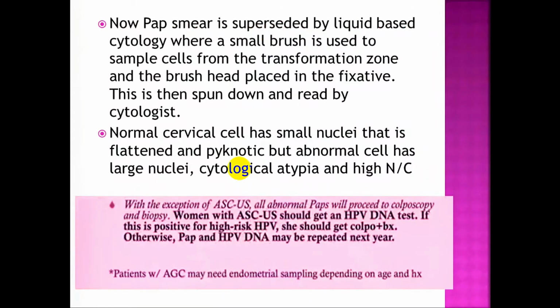Now pap smear is superseded by liquid-based cytology, where a small brush is used to sample cells from the transformation zone, and the brush head is placed in the fixative. This is then spun down and read by cytologists. A normal cervical cell has a small nucleus that is flattened and pyknotic, but an abnormal cell has a large nucleus, cytological atypia, and a high nuclear to cytoplasmic ratio.